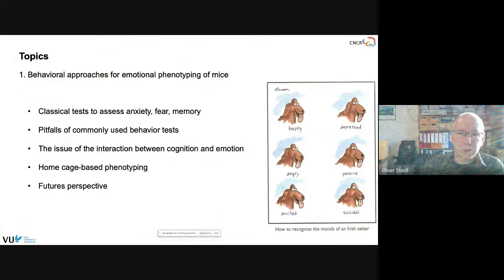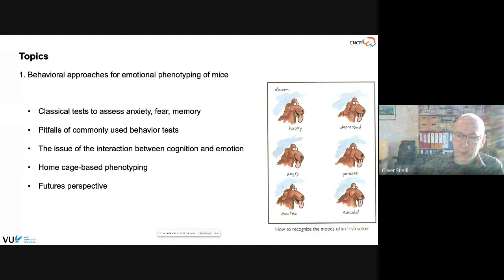So I will give you some idea about some classical tests to assess anxiety, fear, and memory. I will give you some ideas about pitfalls of commonly used behavior tests based also on my experience. I will give you an important viewpoint on the interaction between cognition and emotion, because if you want to assess emotion and emotional disorders, they will interact with cognition to some degree.